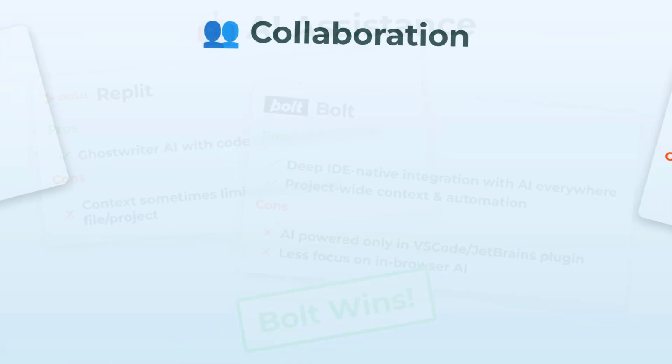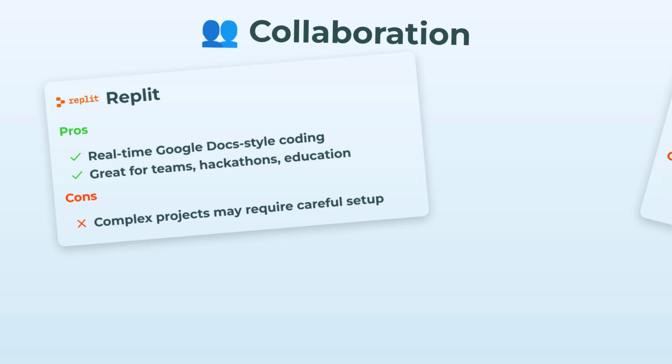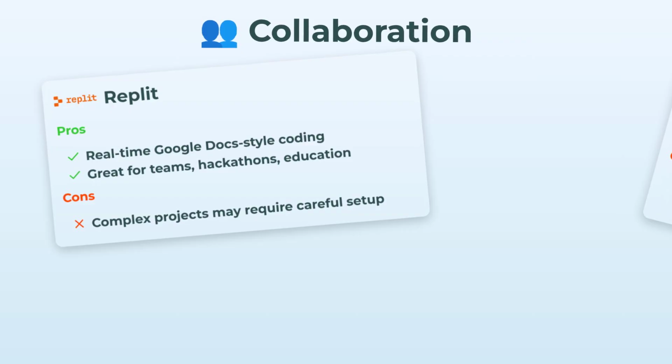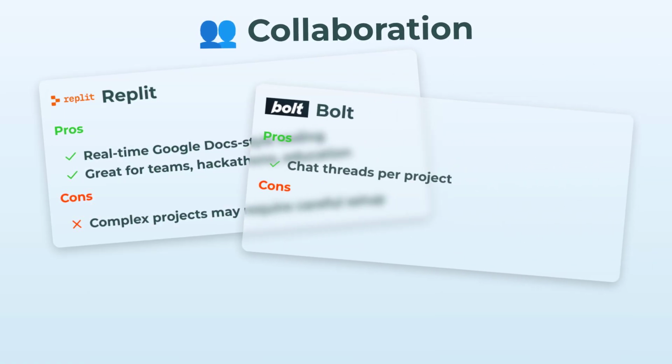Collaboration time? Okay, if you've ever had to pair program or jam out code in real time with friends, Replit is like Google Docs but for coding. Everyone can hop in, edit, chat, and it's super slick for teams, hackathons, classrooms. Setting up complex stuff might need some extra steps, but still, it's way ahead.